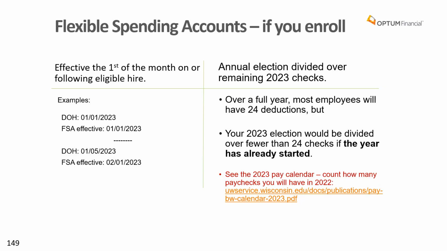If you enroll in the flexible spending accounts for 2022, your effective date for your FSA is the first of the month on or following your date of eligible hire, similar to what the health insurance start date would be. And the deductions, whatever you elected for the year, would be withheld from the remaining eligible paychecks from the year. If you're not here for a full year, that means that your election would be divided over fewer than 24 deductions because there are not a full 24 paychecks left in the year.